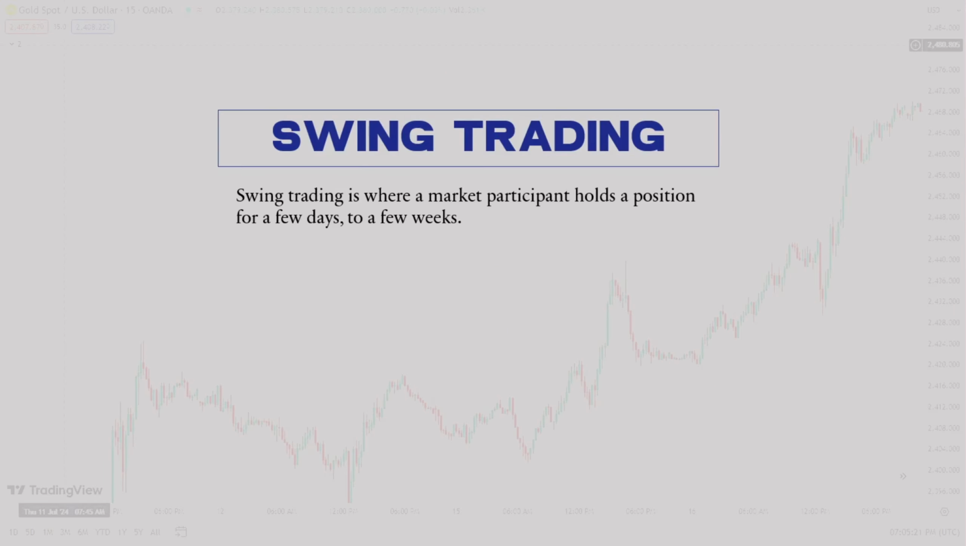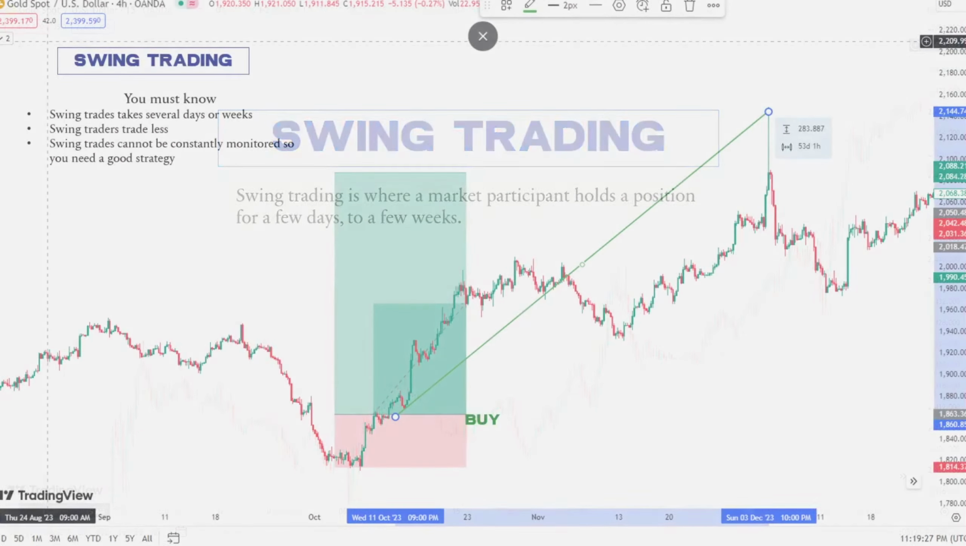Now, I will talk about swing trading. As I've already said, swing trading is where a market participant holds a position, right, for a few days to a few weeks. So, the difference between a swing trader and a position trader is just that a position trader takes the trade far too long than swing trading, right?